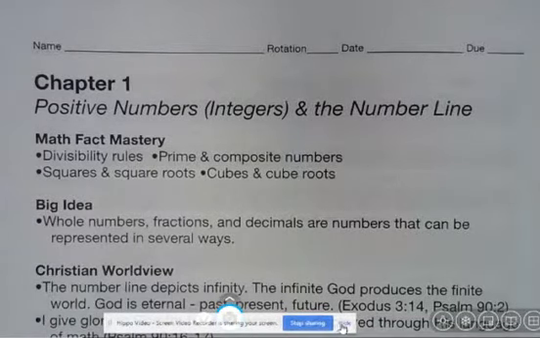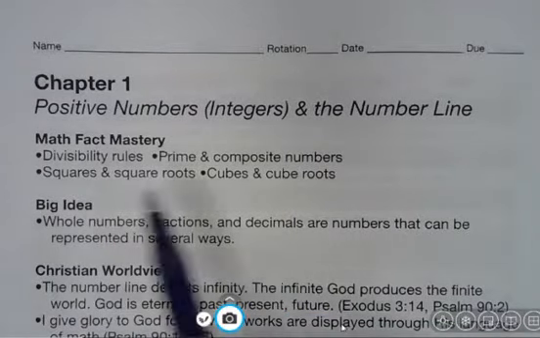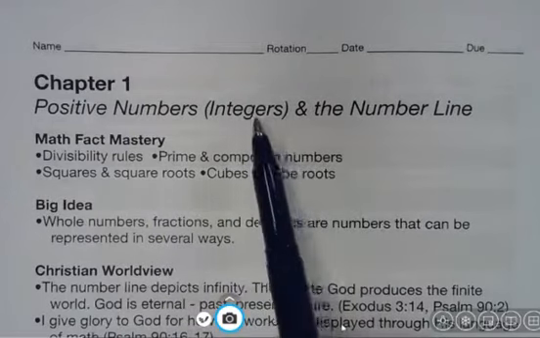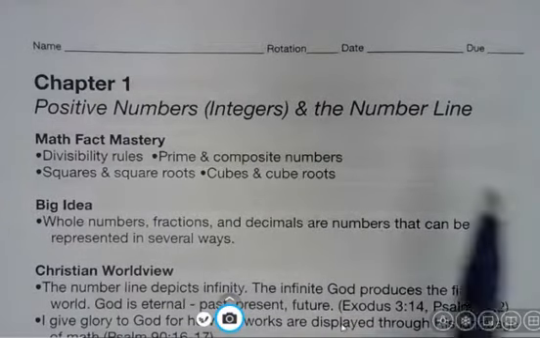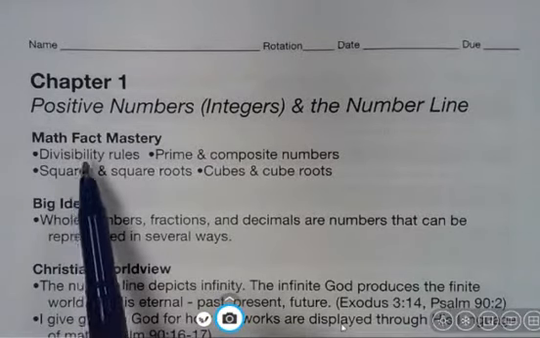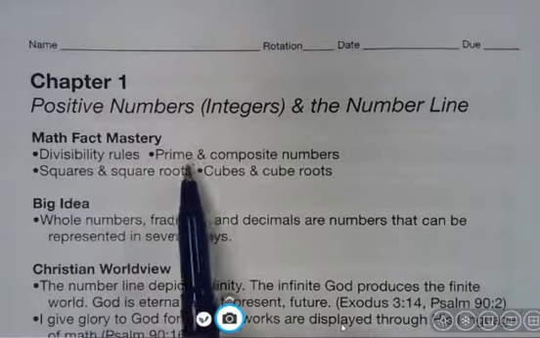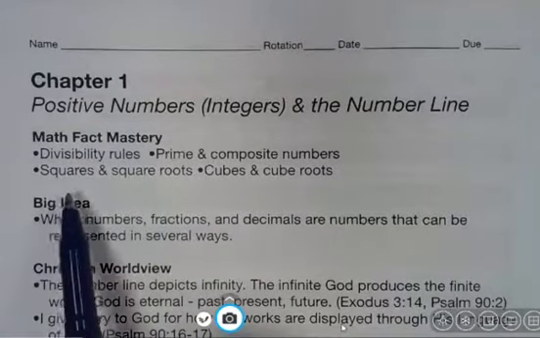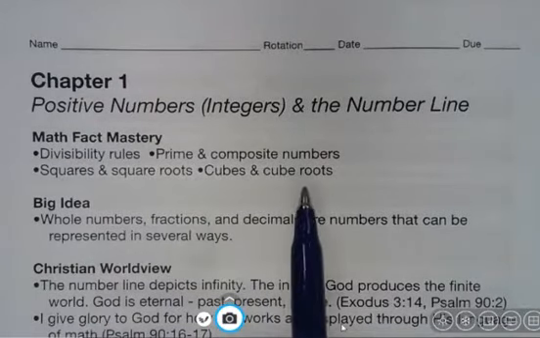Hello, here we are at chapter 1, which is positive numbers, also integers, which would be the whole numbers, and the number line. We're going to work with the math fact mastery that you should already know, divisibility rules, prime and composite numbers, squares and square roots, and cubes and cube roots.